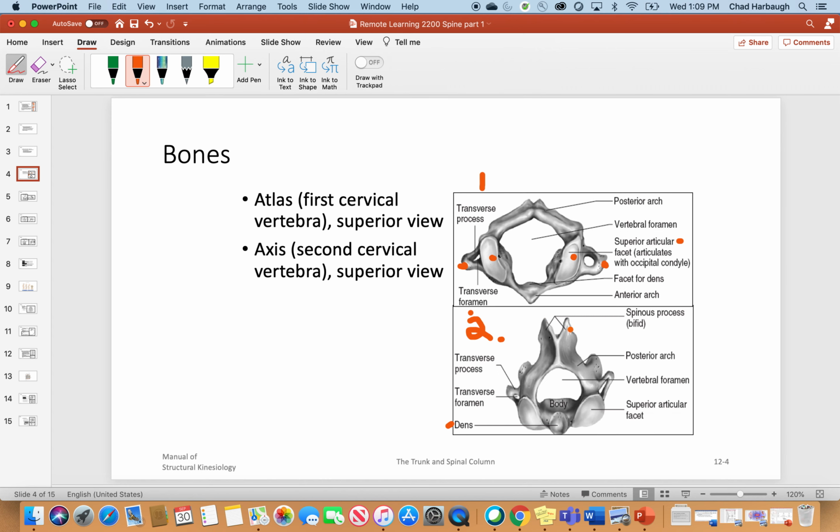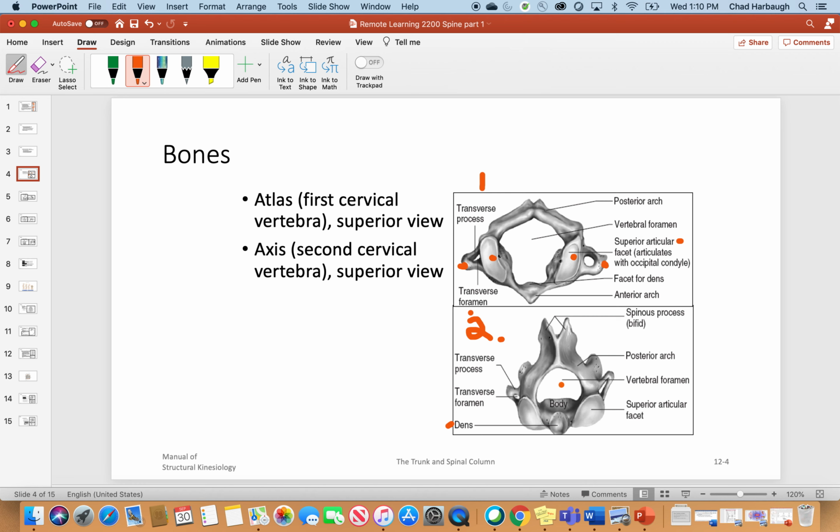So when we're looking at C2, we begin to see the spinous process begin. The vertebral foramen, you can notice that the vertebral foramen of C1 is slightly larger. This is where the brainstem is actually going to be sitting. So the end of the brainstem is called the medulla oblongata.